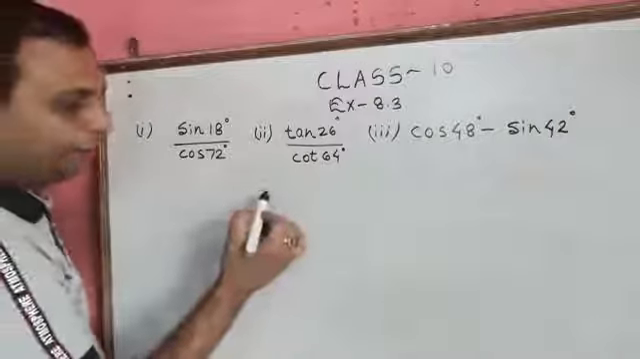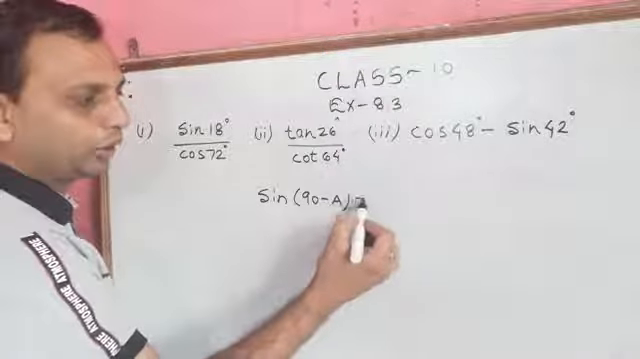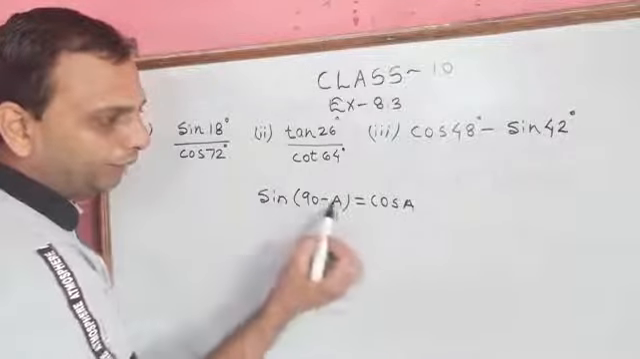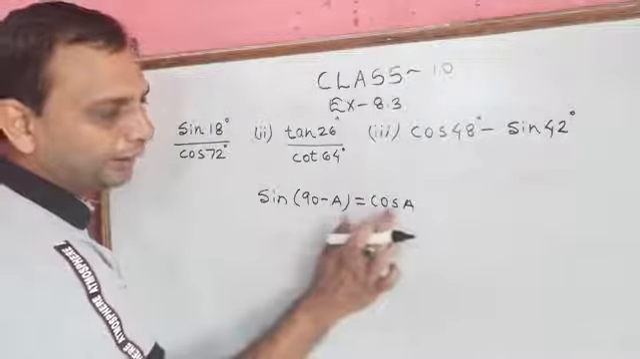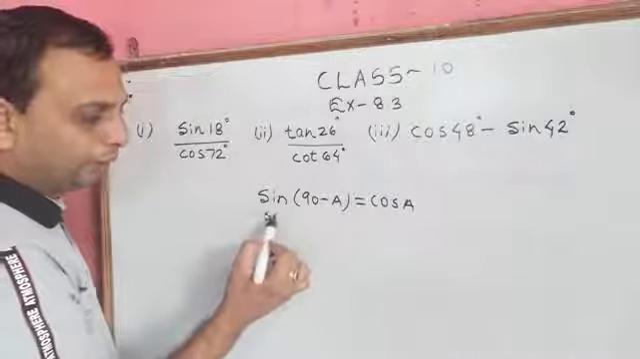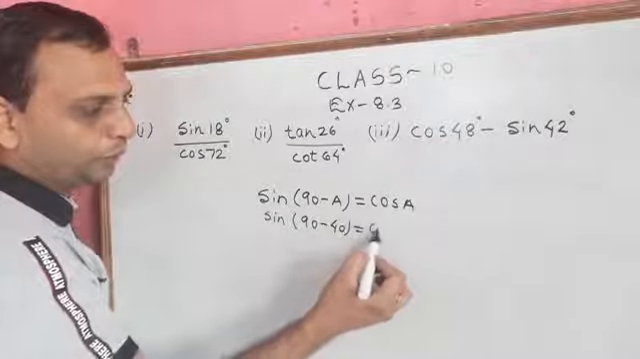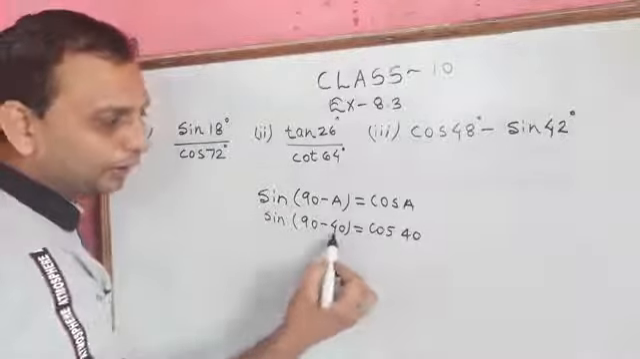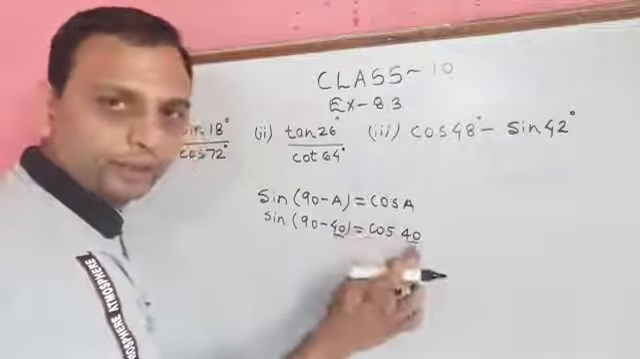Then you can see we have one formula: sin(90 minus A) equals cos A. It means the angle we subtract from 90 in the sine ratio becomes the angle of the cosine. We will take one example. If I write sin(90 minus 40 degrees), it is equal to cos 40 degrees, because the angle we are subtracting will be the angle of the cos. Here we subtract 40, so it equals cos 40 degrees.